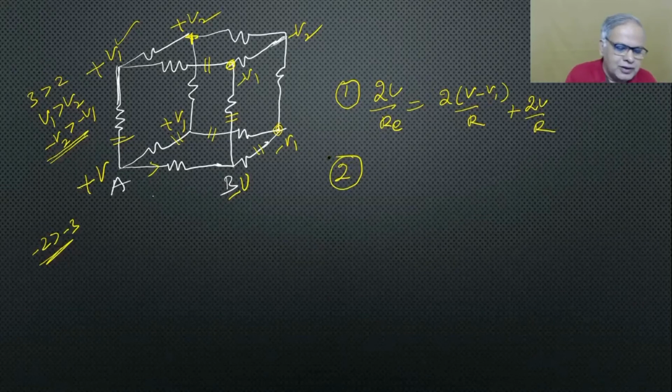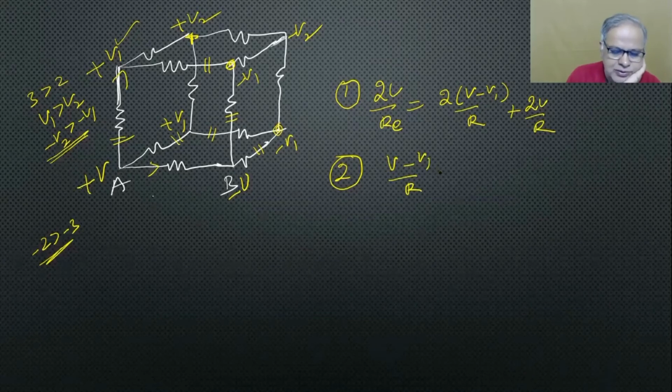Second is you write here. V minus V1 by R, V minus V1 by R, is equal to V1 minus V2 by R plus 2V1 by R, plus 2V1 by R. So now he has understood things. Now third.